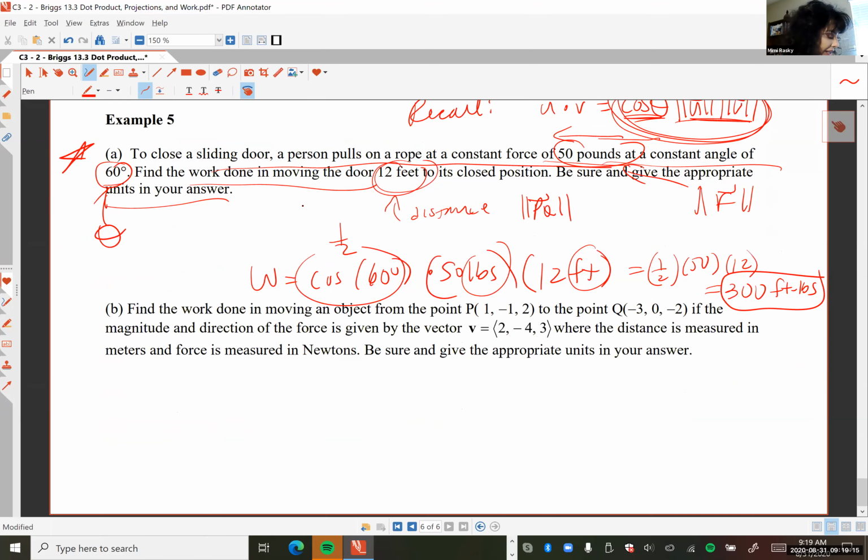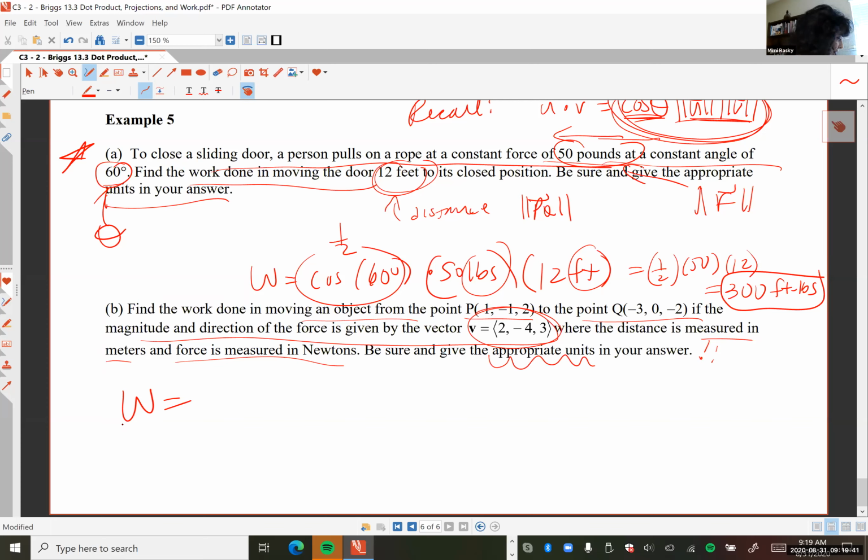Now letter B, we're going to find some work done. Which one of those formulas do you think we're going to use? Here they're giving us a point P where the object starts and then it ends up at the point Q. And the magnitude and direction of the force vector is this vector here in component form, where the distance now is measured in meters and the force is measured in newtons instead of pounds. Make sure you give appropriate units in your answer, okay?